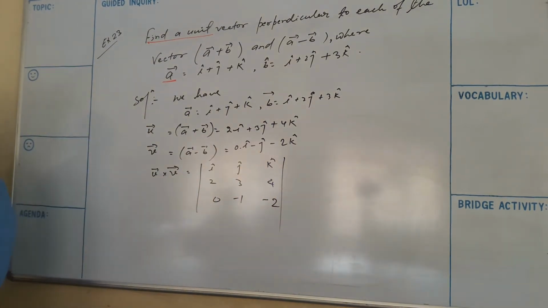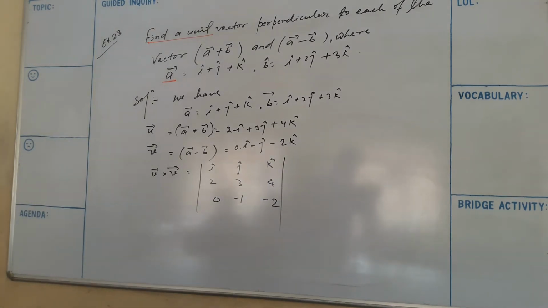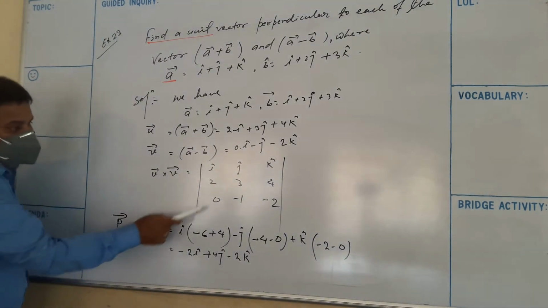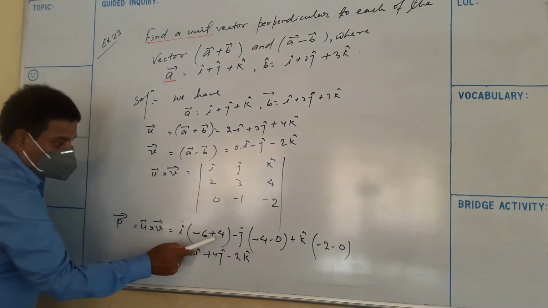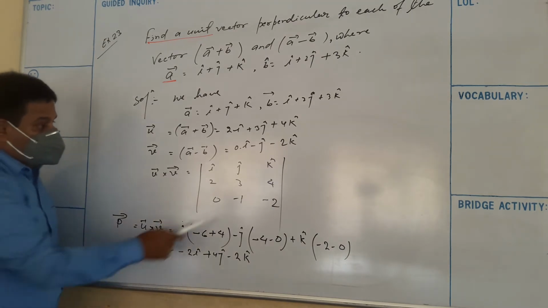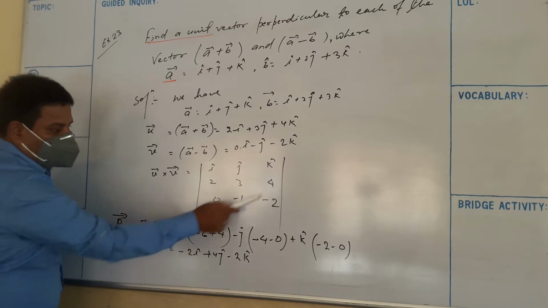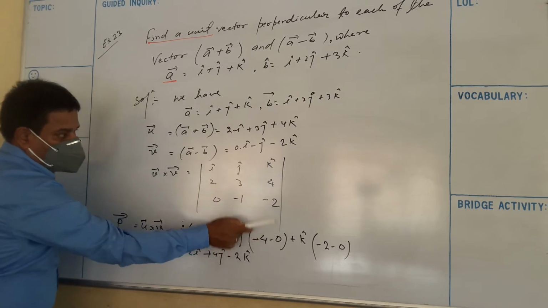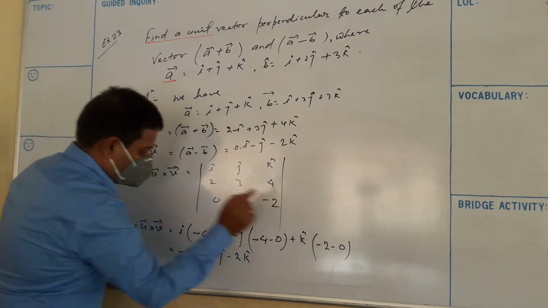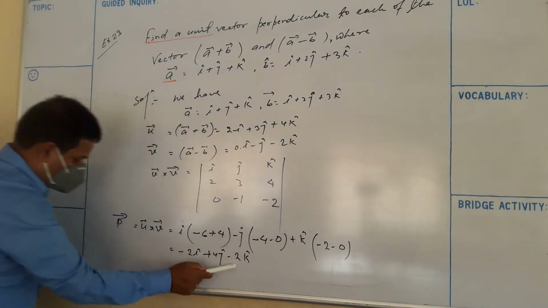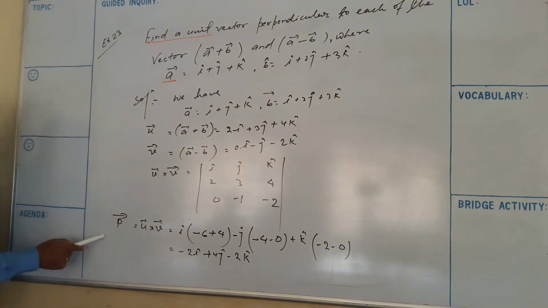Now you know how to expand the determinant? Expand the determinant. So vector u cross vector v is equal to i times minus 6 minus 4, according to the rule the sign is minus, so it becomes plus 4. Minus j, remove this column and this row, minus 4 minus 0. Here k, remove this column and this row, minus 2 minus 0. So you will get minus 2i plus 4j minus 2k. Vector u cross v is equal to vector p.